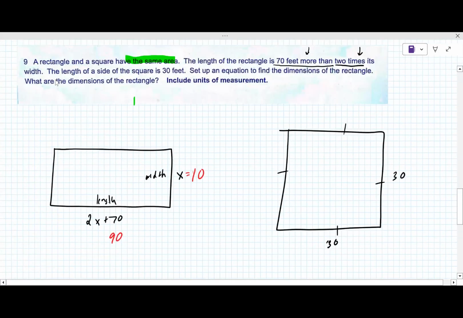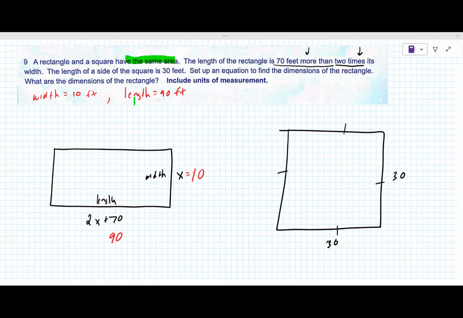Okay, so we want the dimensions of the rectangle. You want to say that the width is 10 feet, got to include units, and the length is 90 feet. So it's not good enough just to give the X value. You have to give the X value and the other dimension there. Got it.